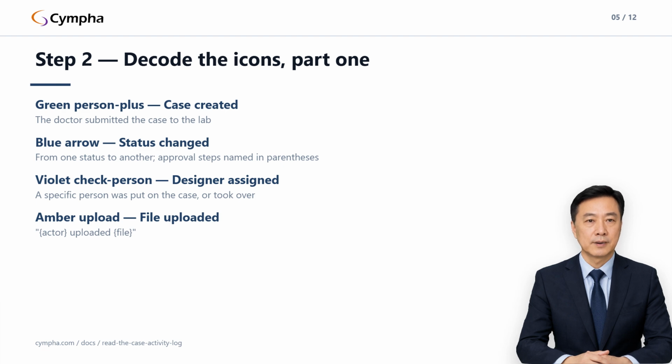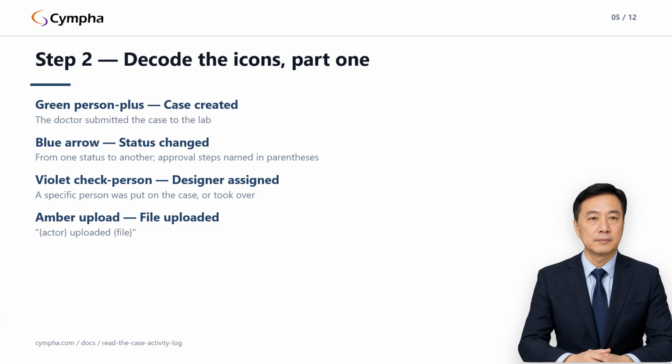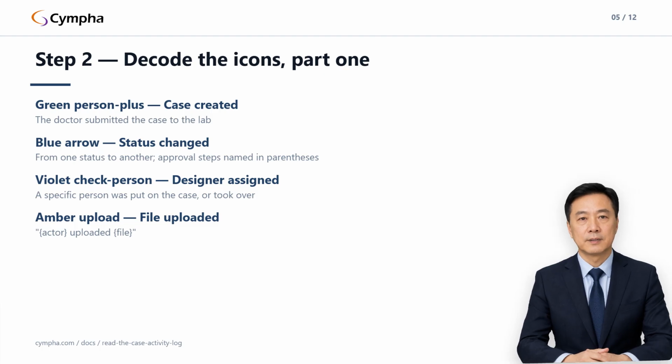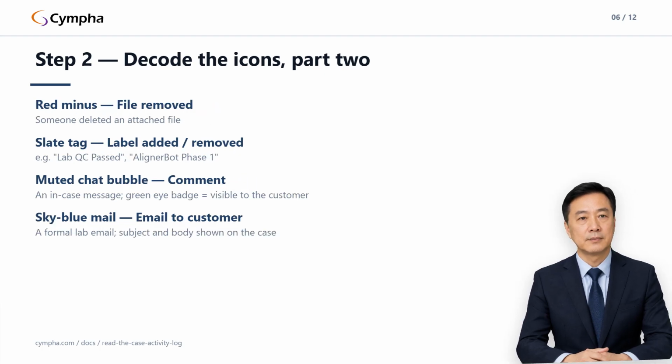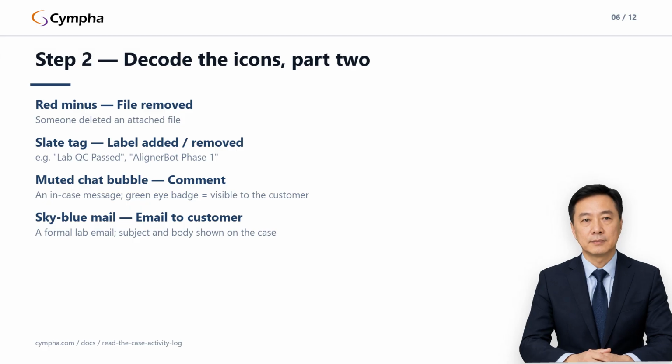And a sky blue mail icon is a formal email the lab sent to the doctor. The subject line and the body are shown right in the case, and the doctor got the same thing in their inbox. One special mark deserves its own slide. Some file upload rows carry an indigo robot icon instead of the amber one. That means the upload didn't come through a browser. It came in through the Cympha agent, the desktop bridge that watches a workstation and sends files up automatically.